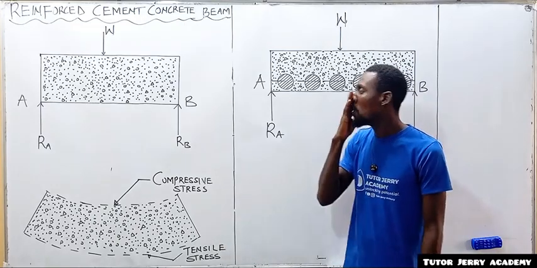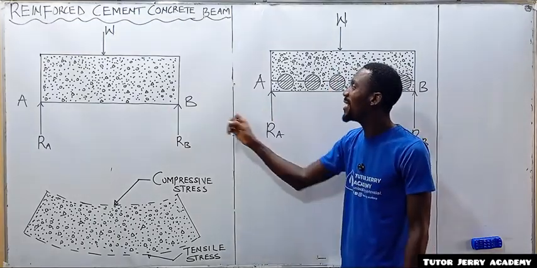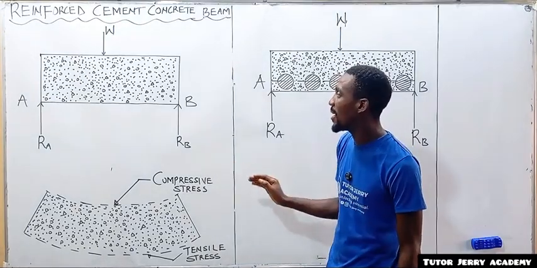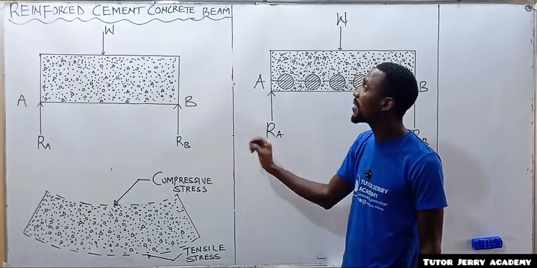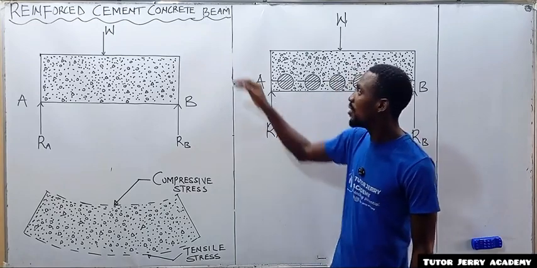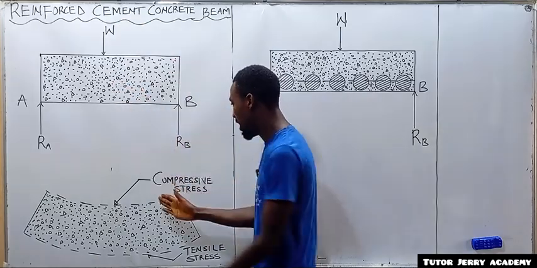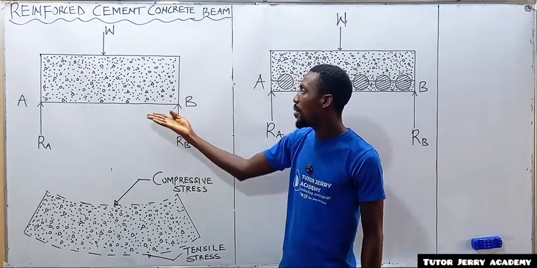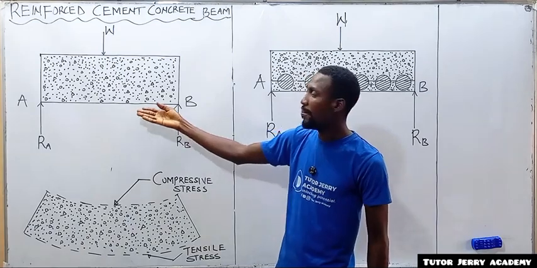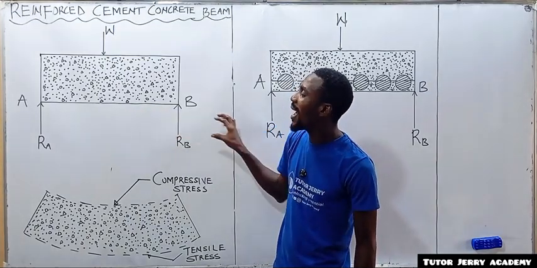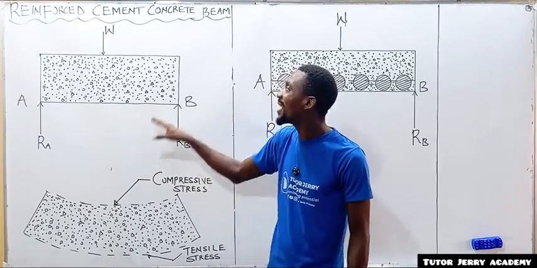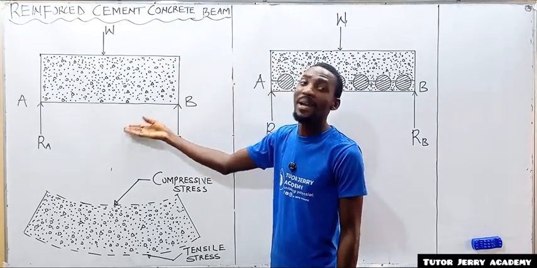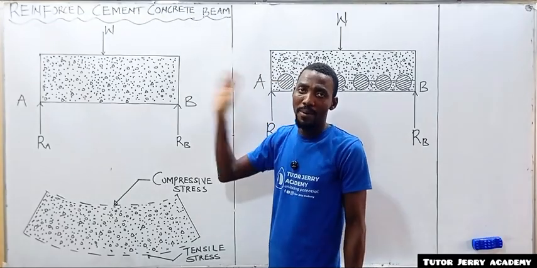Is that clear? All right, so the above diagram is a simply supported cement concrete beam. And when it is loaded by this load W, it bends in this manner. And you are going to observe that the bottom part of this beam undergoes some amount of elongation that is greater than that of the top part. What I mean in essence is the bottom part bends more than the top part. Is that clear?